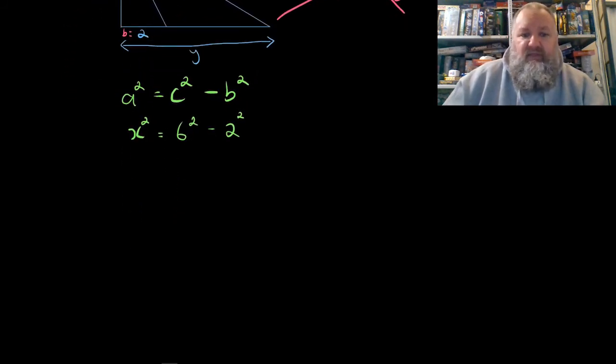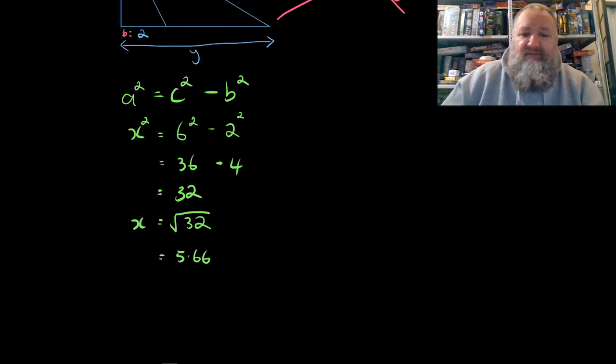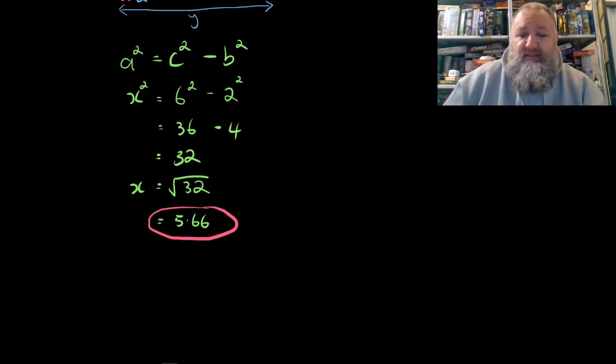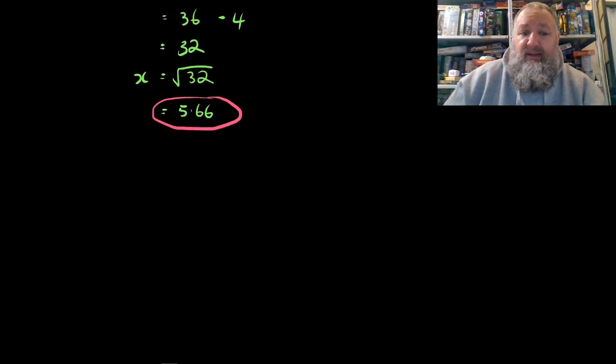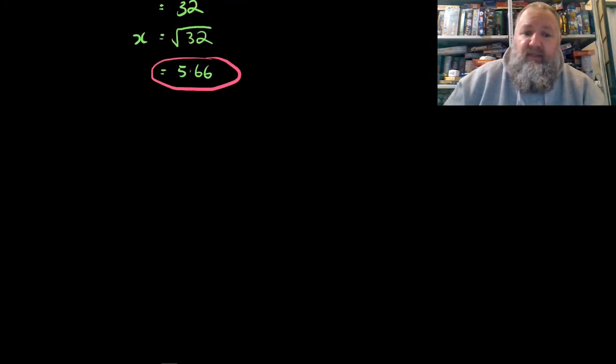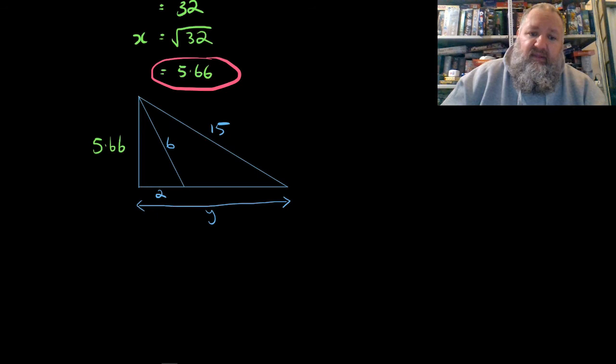Okay, so we can work the rest of this out then. 36 minus 4 will be 32. I need to take the square root of both sides, and I'll get about 5.66. So that's an important number, and we're going to remember that one, 5.66. In fact, what I'm going to do with it is I'm going to put it onto my actual drawing. I'm going to redraw it here with my value of 5.66 as our length.